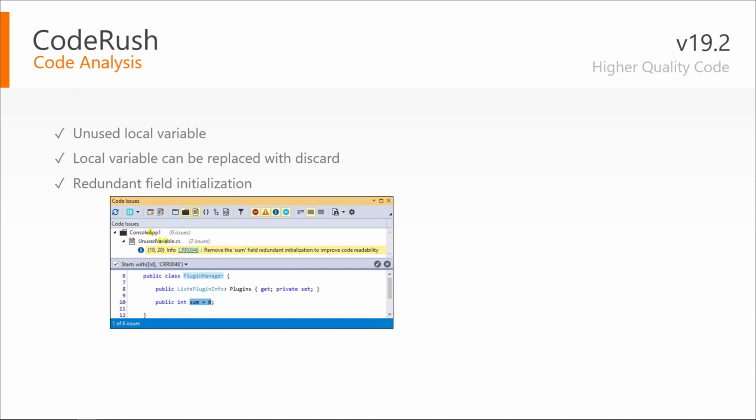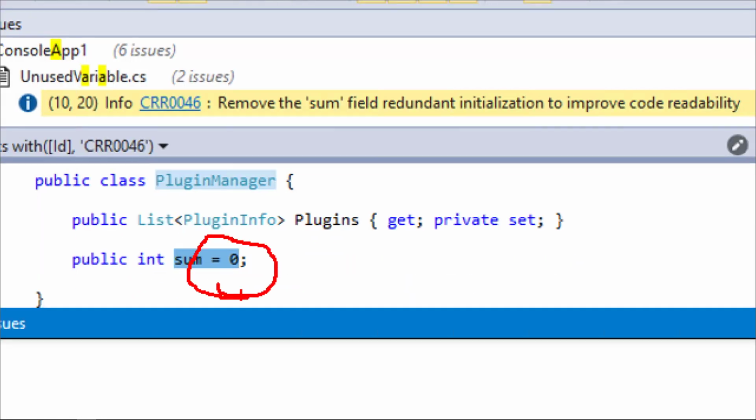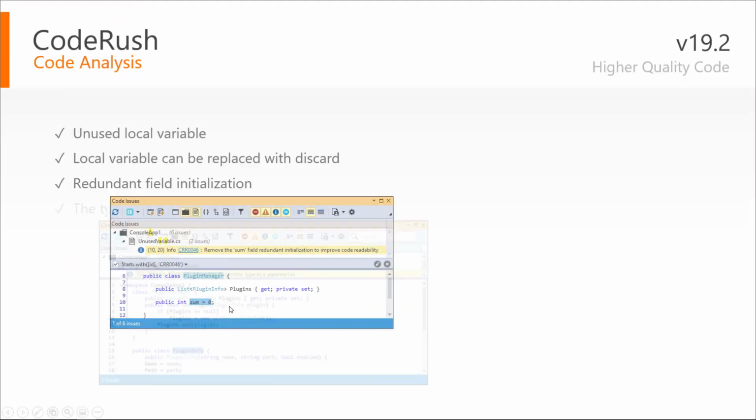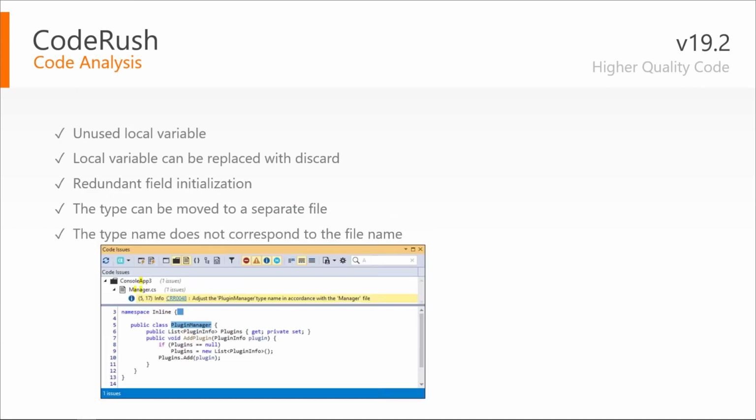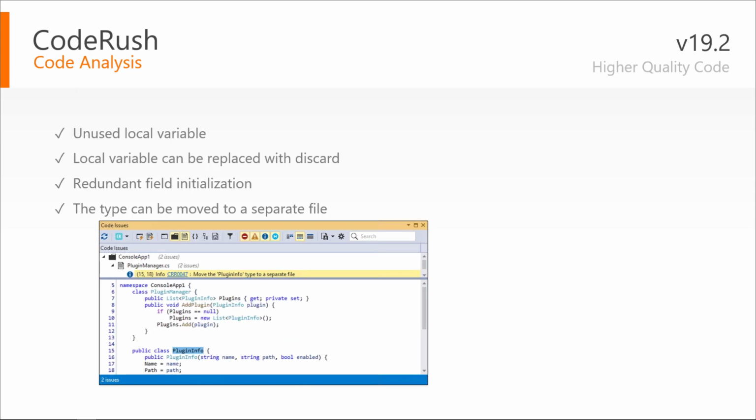Redundant field initialization, this is the one that I told you about that I'm guilty of sometimes. I do this. That's me. I'm that guy. Type can be moved to separate file. The type name does not correspond to the file name, similar to both of those right here. The difference between these two is that this one is when I have multiple types in one file, and one of those types shares the same name as the file, and the other one does not.